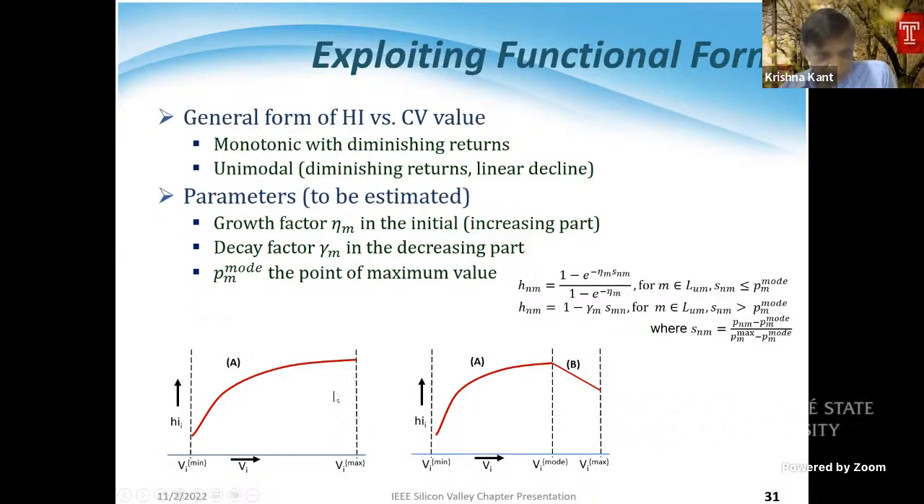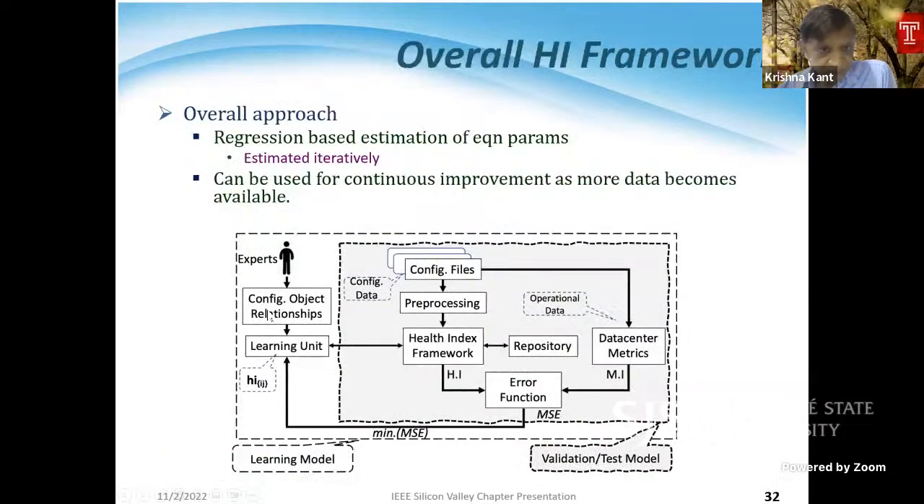So what we do is that instead of determining the performance directly, we assume a certain form, and then there are only 3 parameters, which are the growth factor, the decay factor, and the mode point. And then we determine those, and then we get the result. So based upon that, we have this entire system. I'm running out of time, so let me speed up a little bit. We have this entire mechanism that we came up with in terms of how we can determine the health index and make sure that it is sensible.